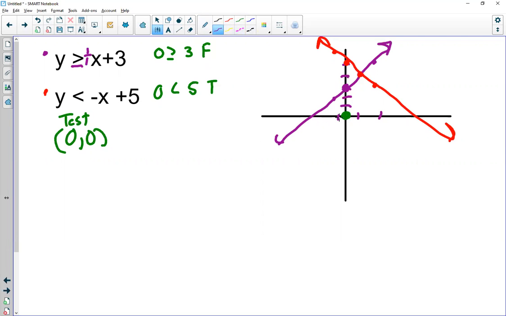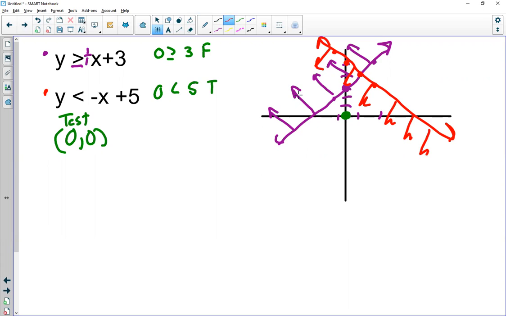So I don't want to go towards the green dot. I want to go away from the green dot. So I would be shading this way. I put arrows just so I don't get too complicated. And then for the red one, less than is true. So I want to go towards the green dot from the red line. So it would be going downwards like this.